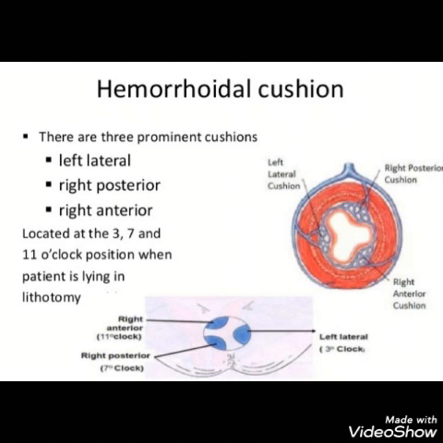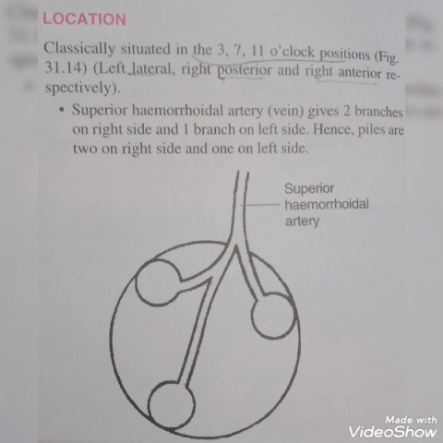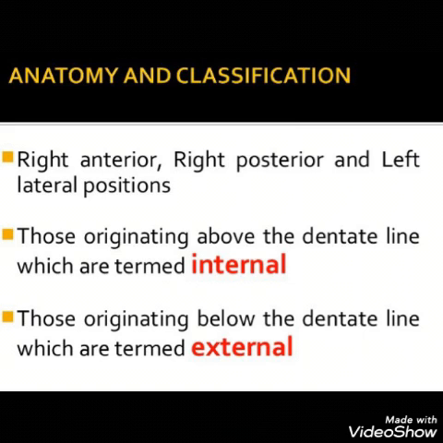There are three prominent cushions: left lateral, right posterior and right anterior, located at the 3, 7 and 11 o'clock position when the patient is lying in lithotomy. Superior hemorrhoidal artery gives two branches on the right side and one branch on the left side. Hence piles are two on the right side and one on the left side.